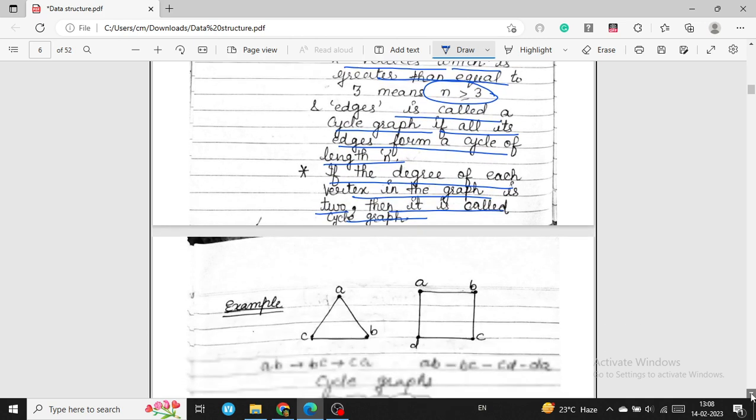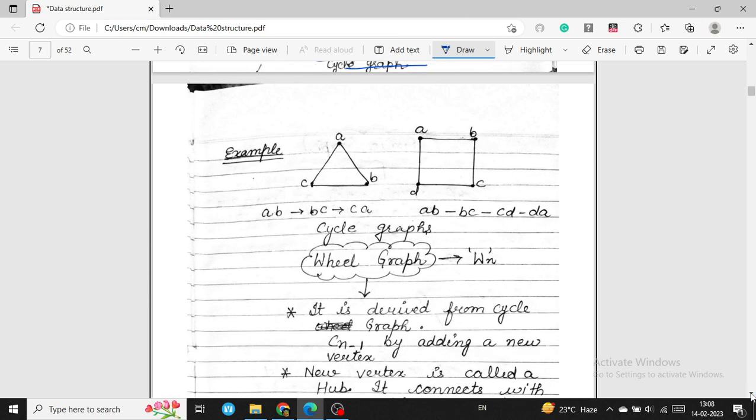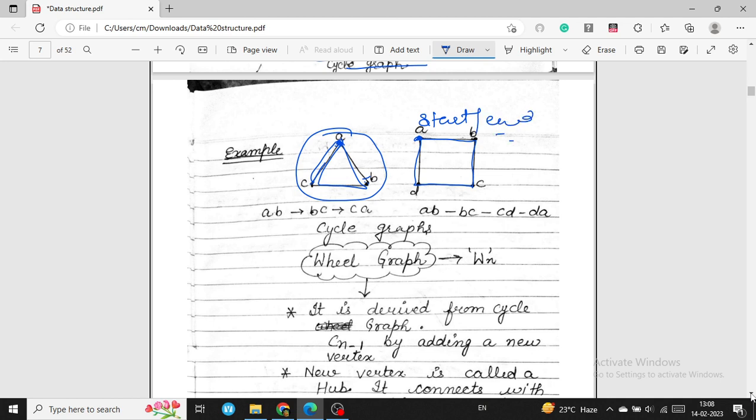Now, next is an example of this. Here we take A, B, C, these 3 vertices, and combine them. When we combine them, this makes a cycle: A to B, B to C, C to A. This is a cycle which ends where it started. And A to B, B to C, C to D, D to A. Starting and ending point are the same in a cycle graph.